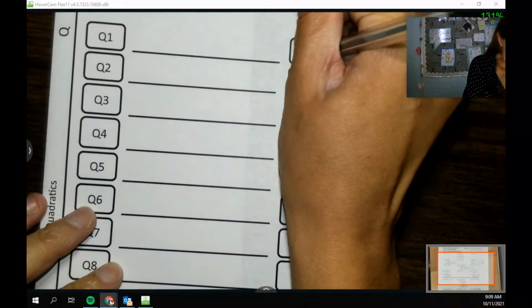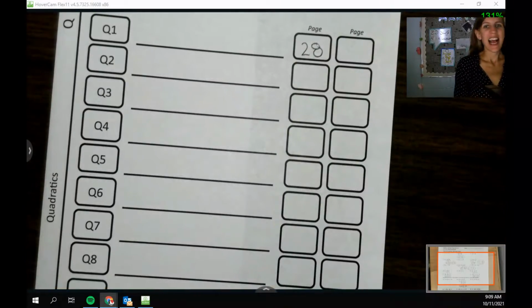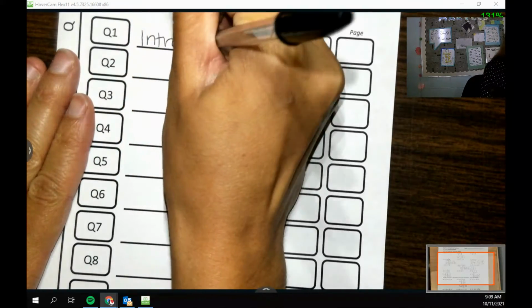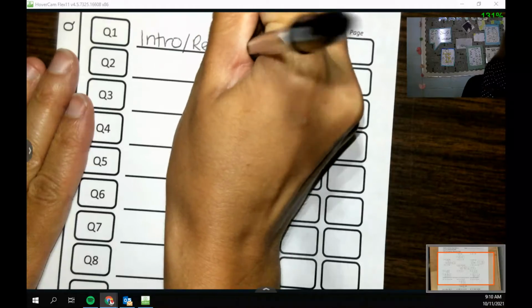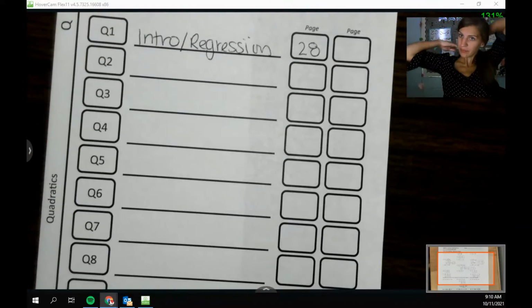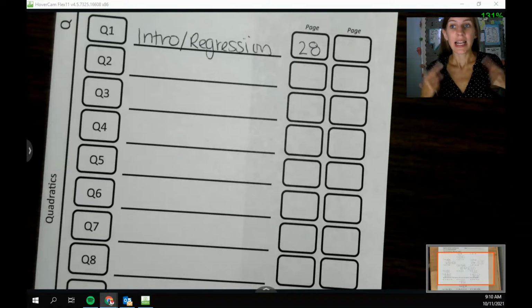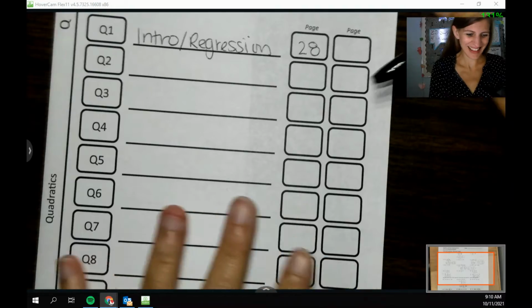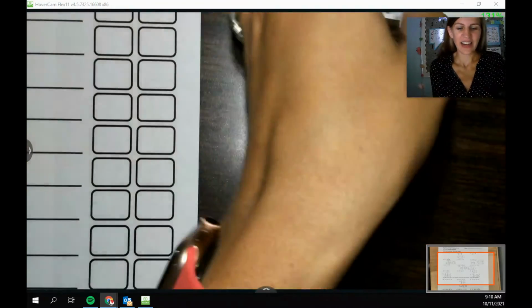28. So this is going to be page 28, and we are going to be talking about just some intro stuff. And then regression, which we talked about regression before when we were graphing lines. So this is just going to be a similar thing, but with not a line. Okay, so that leads me to our next page here.